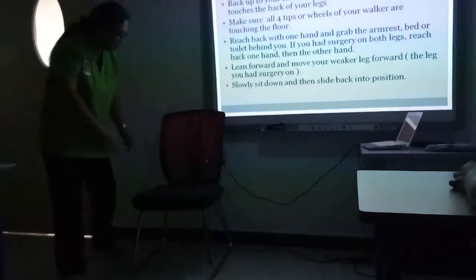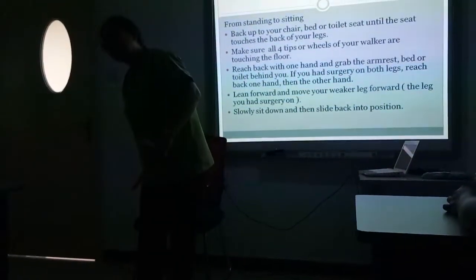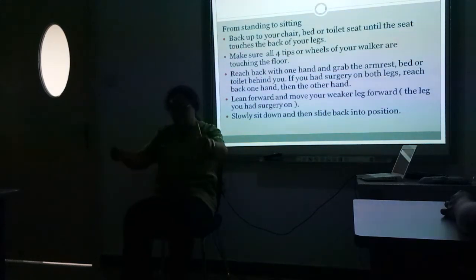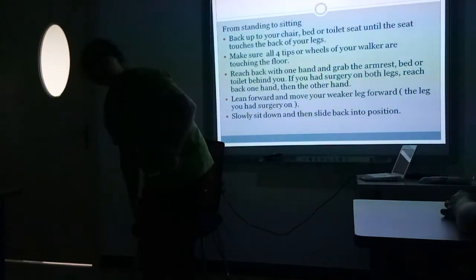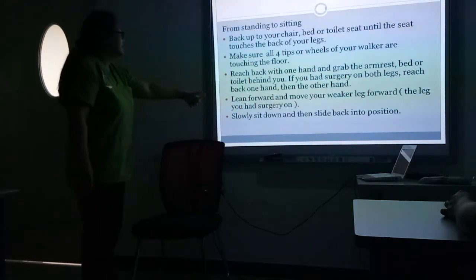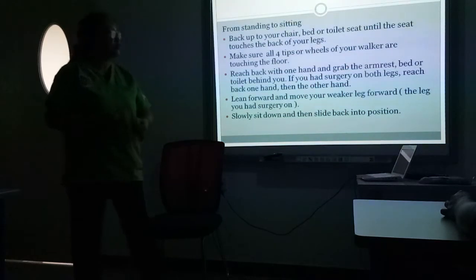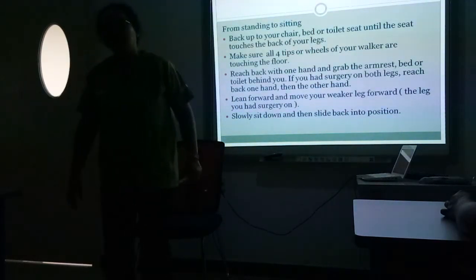Di ba may armrest yan? May paganon? Yes, ma'am. Itong isa, ito ang gamitin mo. Okay? Huwag na, pag ganyan, hindi yan. Okay? Support dito. Okay? Next, lean up. Okay, lean forward and move your weaker leg. Ito yung weaker leg. Okay?